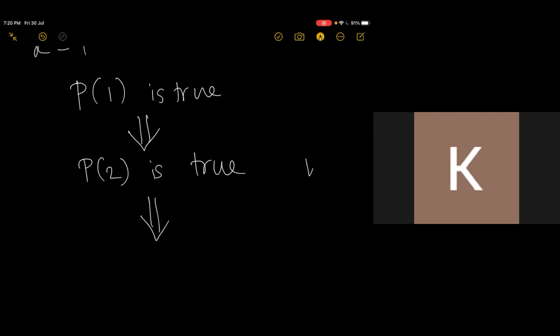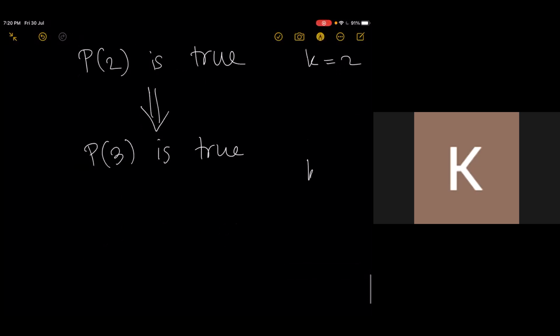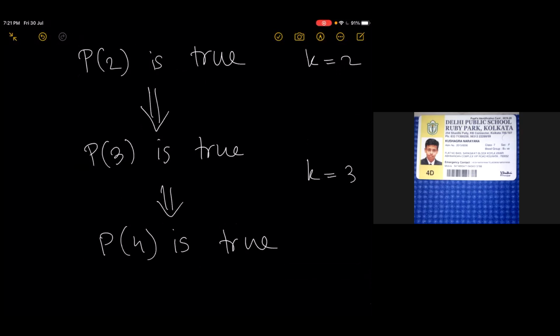Now if I put k equal to 2, so if P2 is true, then P3 is true, right? Now if I put k equal to 3, so P3 is true, that will imply P4 is true. Are you seeing what is happening? We can go on forever.